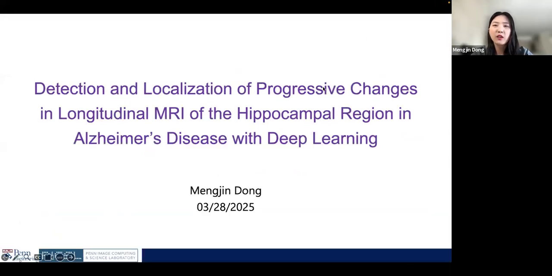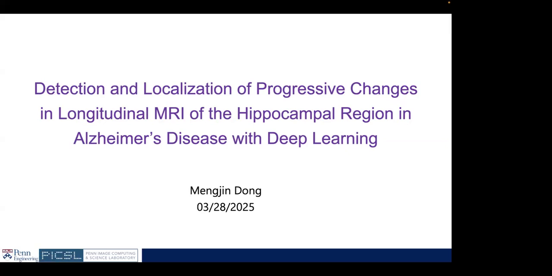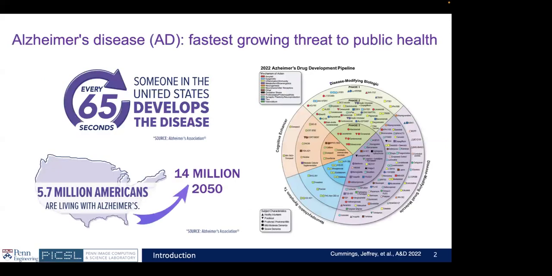So today I'll be talking mainly about my work on Alzheimer's disease progression during my PhD and postdoc time. The topic is detection and localization of progressive changes in longitudinal MRI of the hippocampal region in Alzheimer's disease with deep learning. Just to make sure people can see my screen, right? Yes. Okay, thank you.